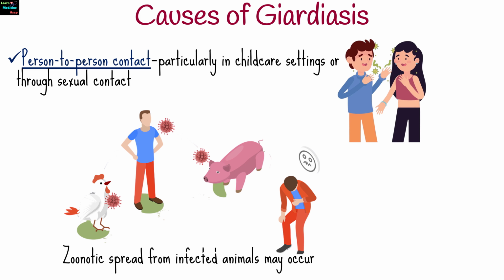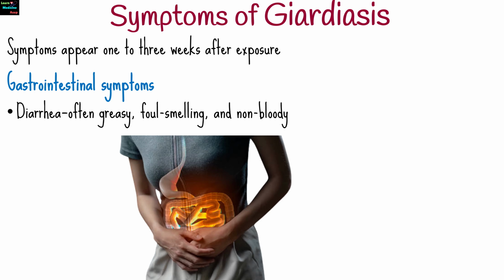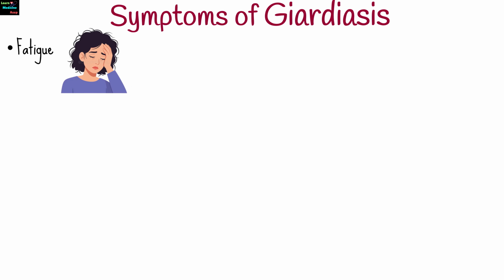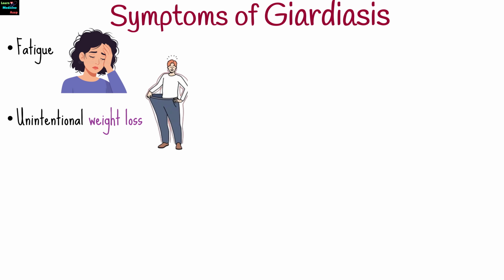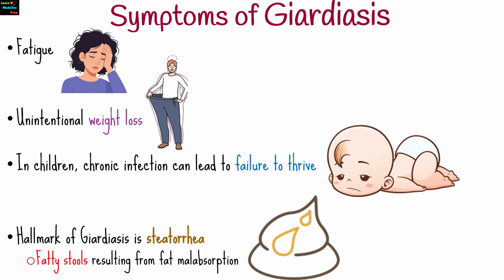The symptoms of giardiasis usually appear 1 to 3 weeks after exposure. While some individuals remain asymptomatic, others may experience a variety of gastrointestinal symptoms. These include diarrhea, often greasy, foul-smelling, and non-bloody, abdominal cramps, flatulence, bloating, nausea, fatigue, and unintentional weight loss. In children, chronic infection can lead to failure to thrive. The hallmark of giardiasis is steatorrhea, which refers to fatty stools resulting from fat malabsorption.